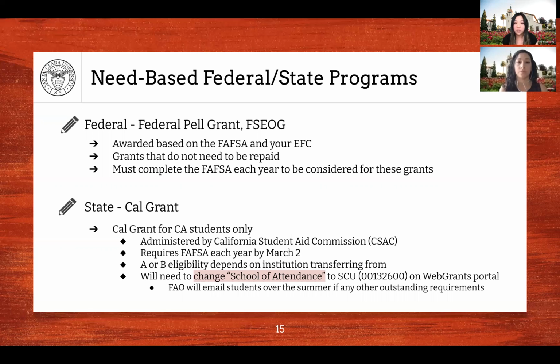If they come to SEU, they will need to change the school of attendance on their WebGrants portal using our SEU school code listed there. And then if there are any other requirements that need to be done other than changing their school of attendance, our office will reach out to them over the summer.